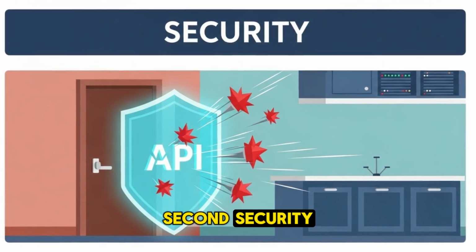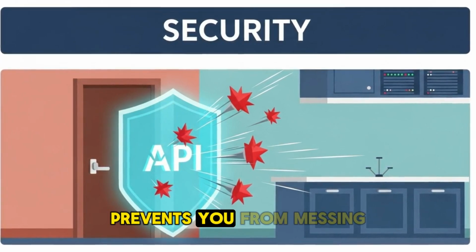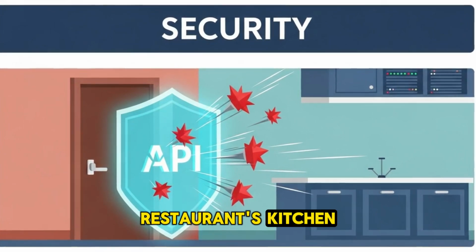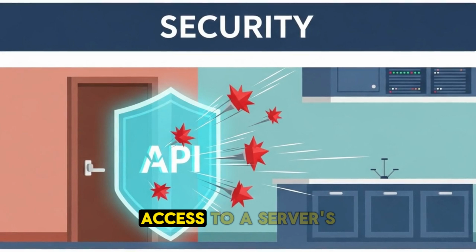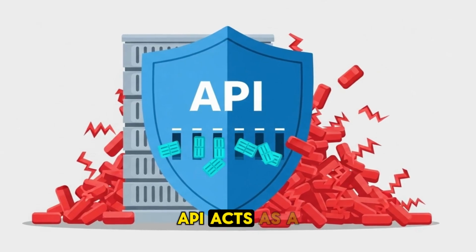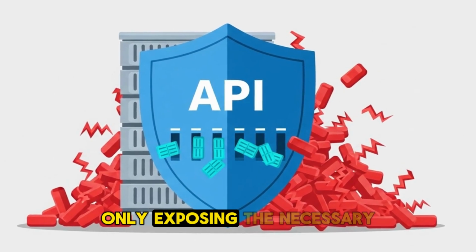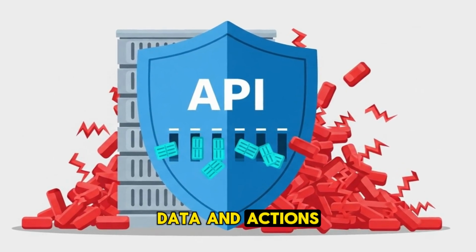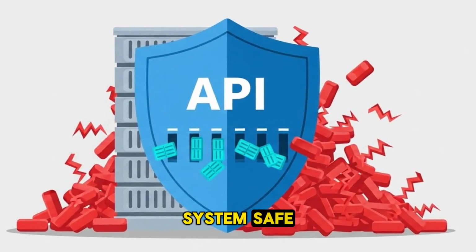Second, security. Just like the waiter prevents you from messing around in the restaurant's kitchen, an API prevents direct access to a server's database and internal logic. The API acts as a protective layer, only exposing the necessary data and actions, which keeps the underlying system safe.